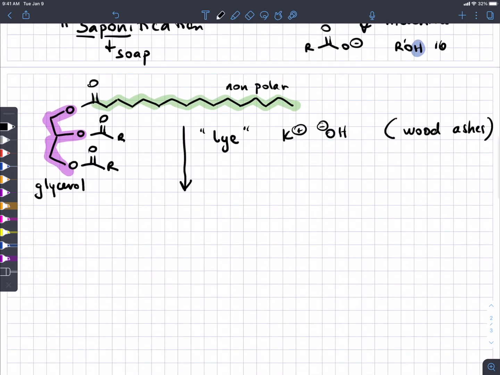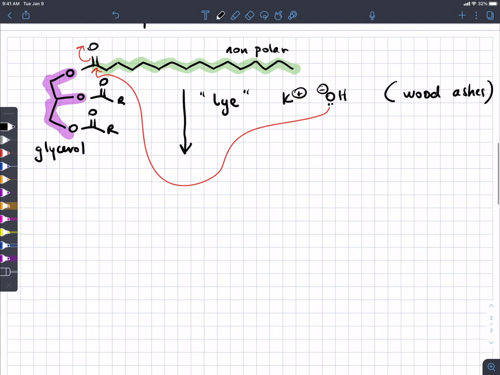So how does this process work? Well, it works exactly the way you would expect. The hydroxide attacks one of the carbonyl carbons of the glycerol molecule. From this point on, if it's okay with you, I'm going to abbreviate.